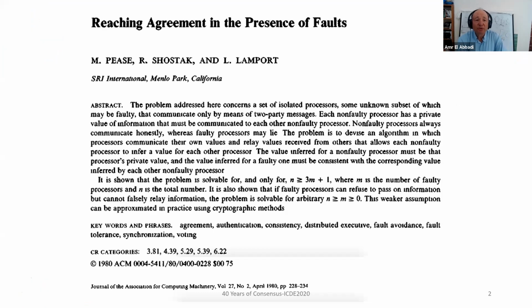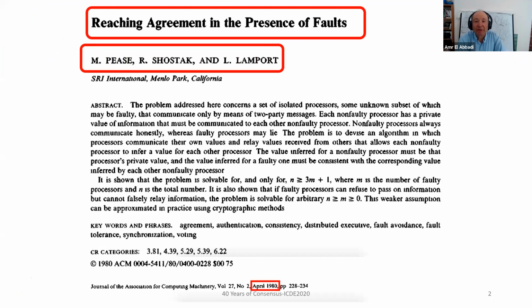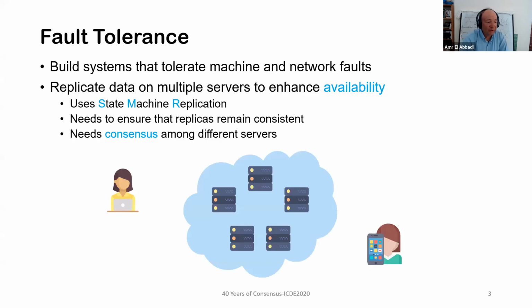So as I alluded to, we are really celebrating 40 years of Byzantine agreement, the famous problem proposed by Pease, Shostak, and Lamport in April 1980. So we are now April 2020. So this is really a very important problem. So let me motivate why is the need for fault tolerance and what is happening here.